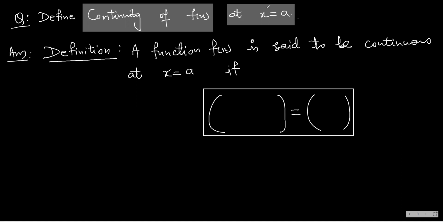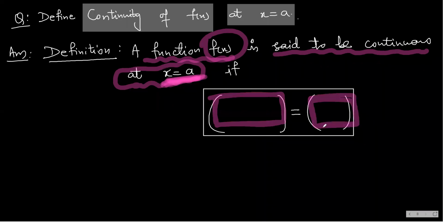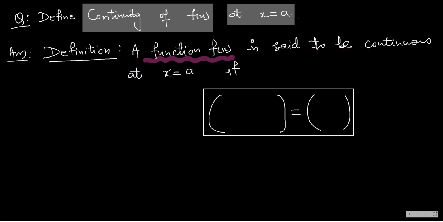So what are we writing in the definition? We wrote: a function f of x is said to be continuous at point x equals a. A function f of x, I would say it is continuous at x equals a if this happens: I will have one left hand side, and that left hand side needs to be equal to the right hand side. So if the left hand side and right hand side are equal, then I would say the function is continuous at x equals a. Now the question is, what do we have on the left hand side and on the right hand side?